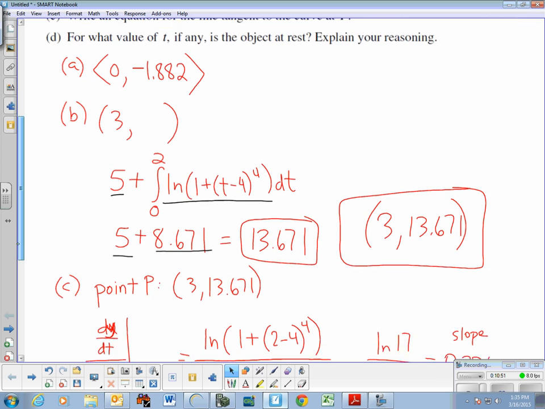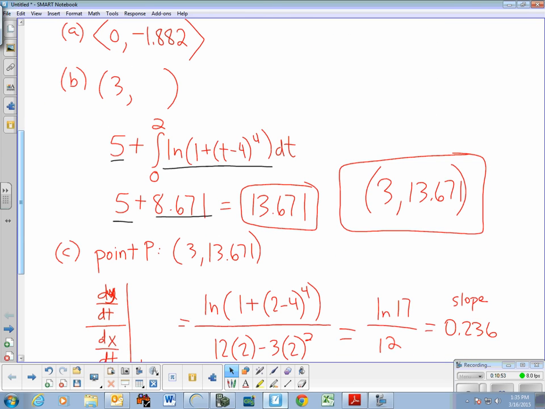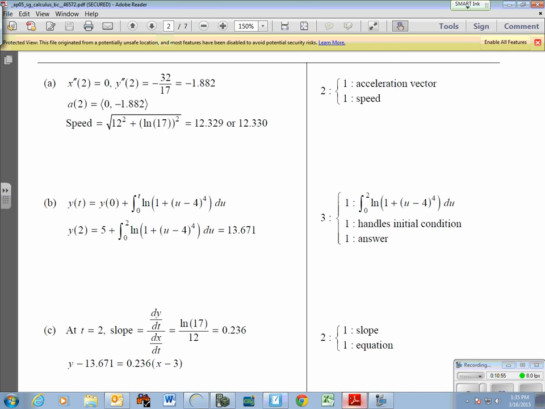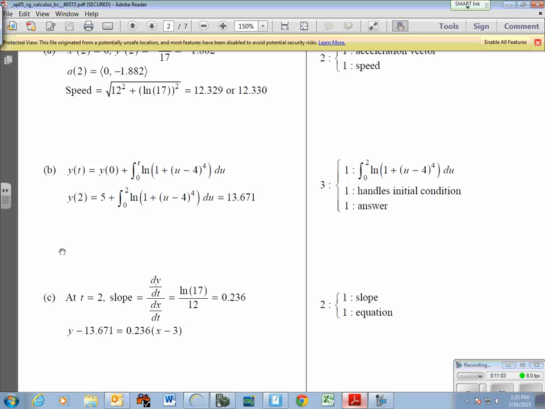Part B, we came up with 3 and 13.671. You can look at what they did. They did 5 plus the integral from 0 to 2, just like we did, 13.671. And then here in part C is that equation we just got with the point and the slope.